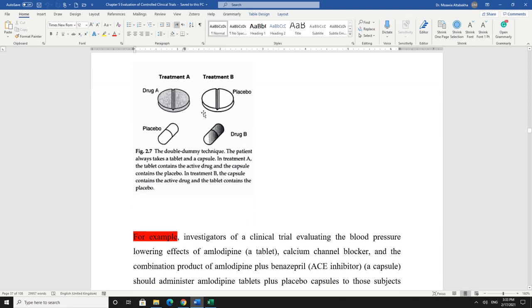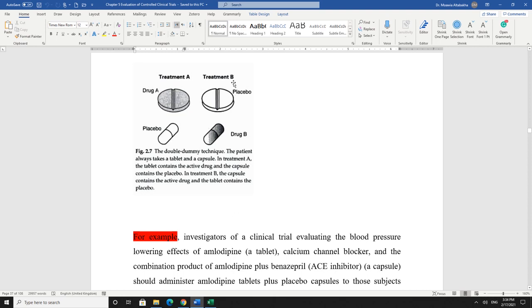What if I want to compare a drug, treatment A, drug A which is given as tablet, with drug B that is given as capsule? How can I compare between them while doing the blinding? Because if it is known who's taking the tablet and who's taking the capsule, then there will be no blinding, it would be open label. So how can I keep it as a blinded trial, double blinding, the gold standard? How can I do that?